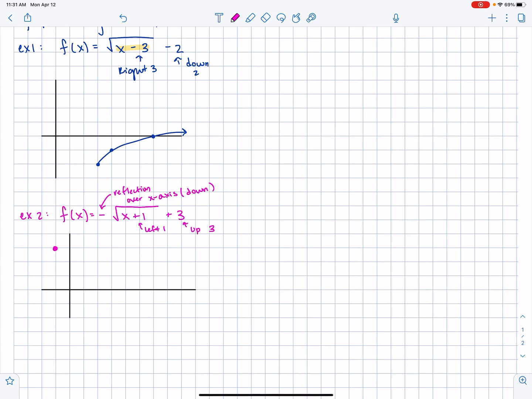There's my starting point. Okay, now normally on this one we go over 1, up 1, but I now need to reflect it over the x-axis. So I need to go over 1, down 1, over 4, down 2, over 9, if I can fit it in here, 1, 2, 3, 4, 5, 6, 7, 8, 9, down 3. And then from here, go ahead and make your nice curve.